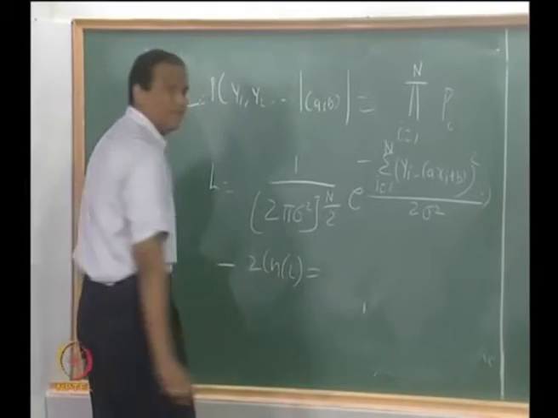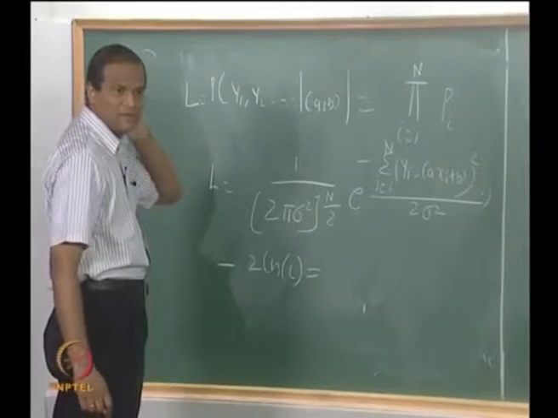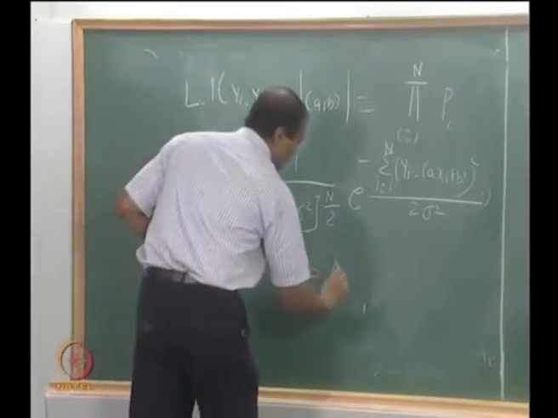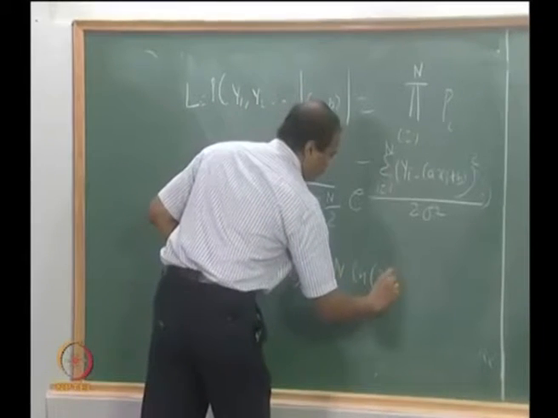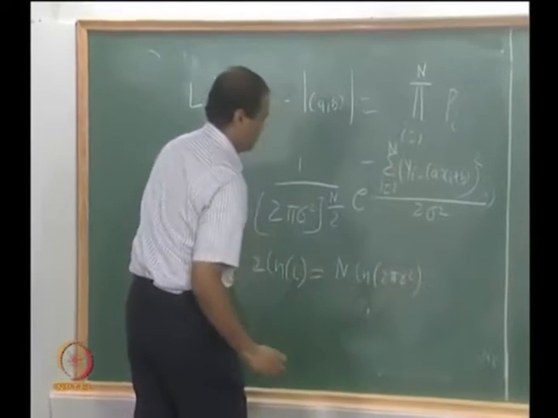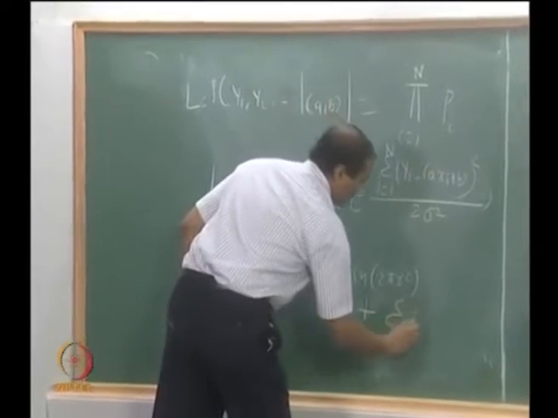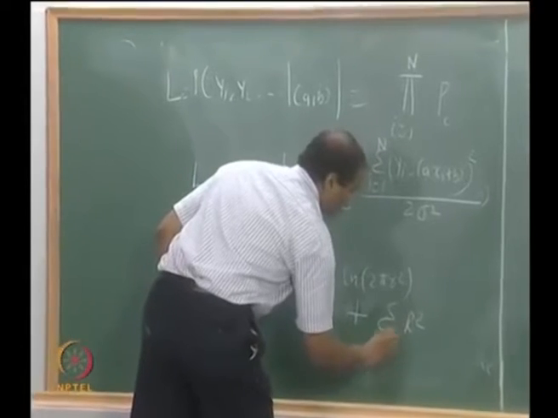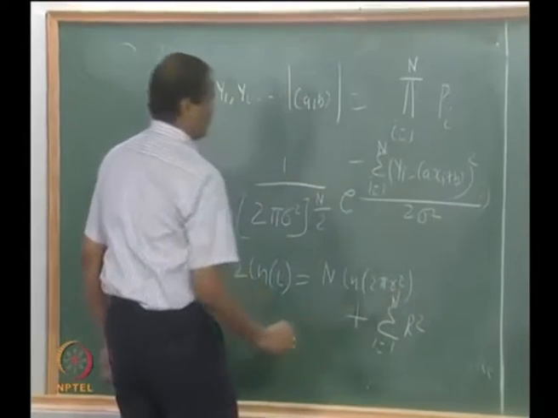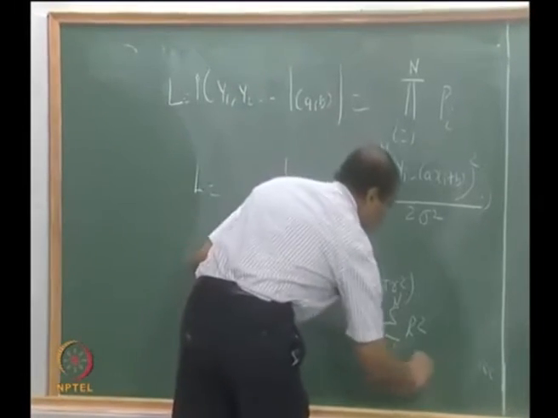You get 2 n plus this, which is also there, over 2 sigma square.